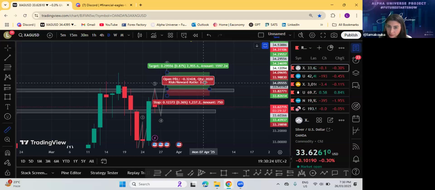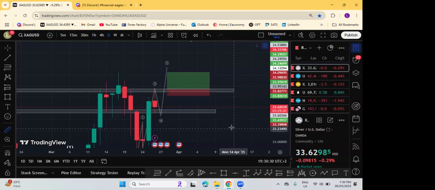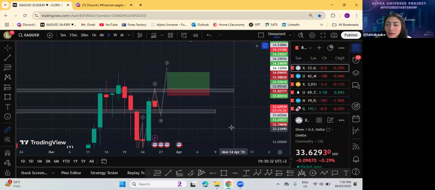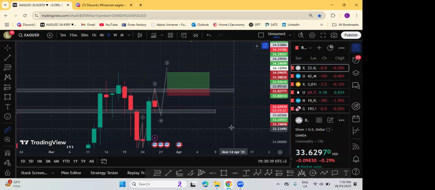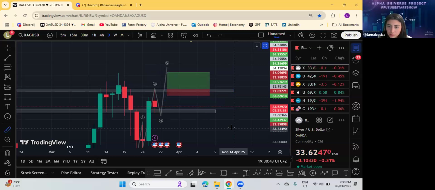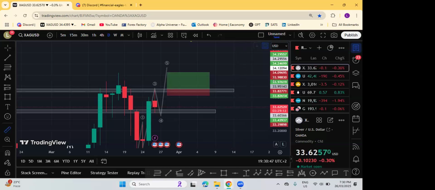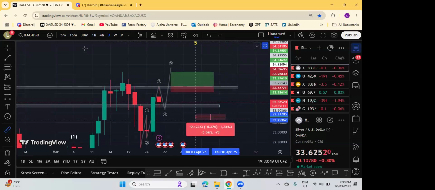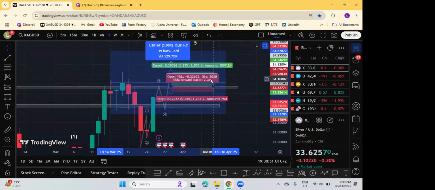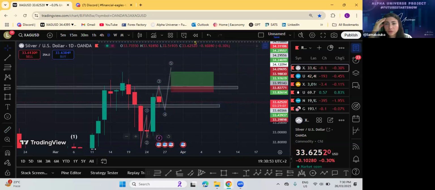So how many pips is this? Like 20? Can you repeat the numbers? 33.82 it became 33.80. Yes, those are 20 pips. Yes, 20 pips like gold. Right. Okay, so mainly this is it for silver. Okay, thank you, Lydia. Thank you so much.